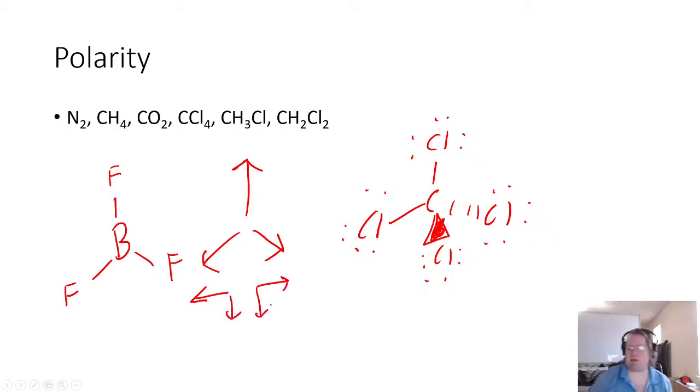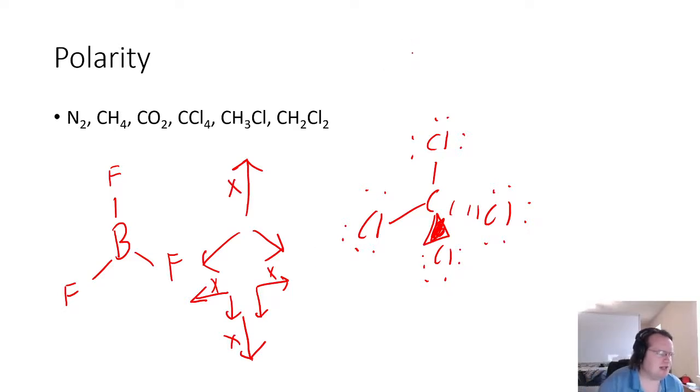This is like breaking apart the components of a vector in math. So what happens is the left and the right cancel each other out. But the down component of those adds together to make a larger down arrow. But that larger down arrow is exactly the same size as the larger up arrow up here. So their electronegativities are able to cancel each other out.